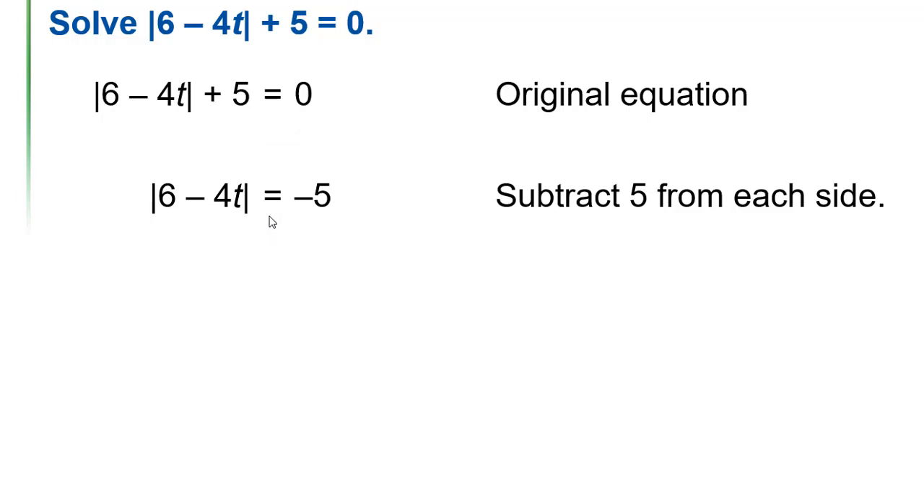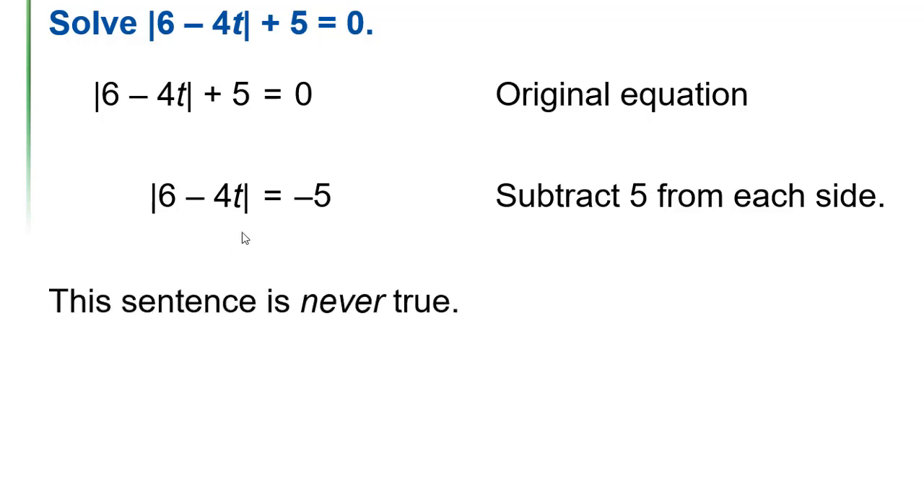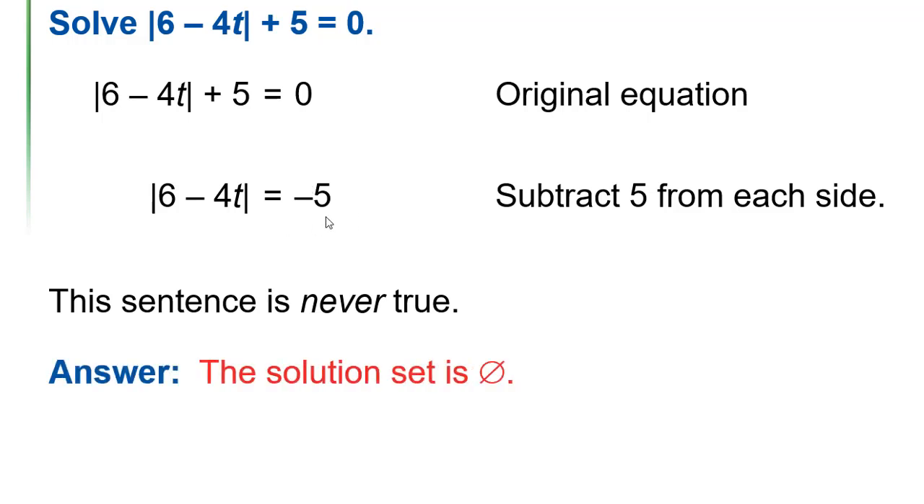Well, absolute value is a distance. Geometrically, it is never negative. So this can never be true. There is no value of t that will make this true because the absolute value can never be a negative. So the solution set is the empty set, empty or null set. There are no solutions to this equation.